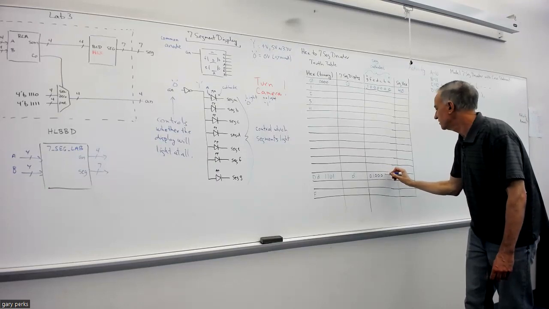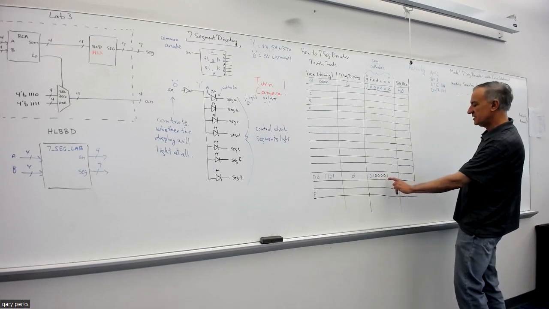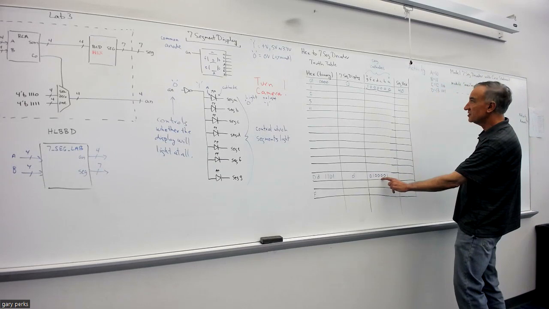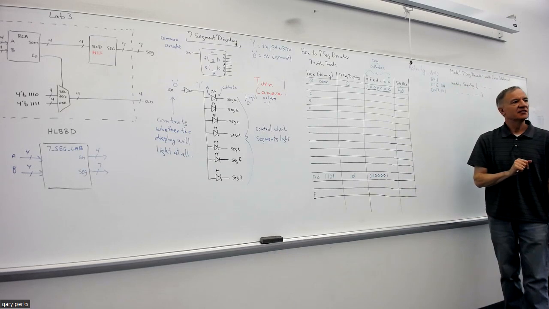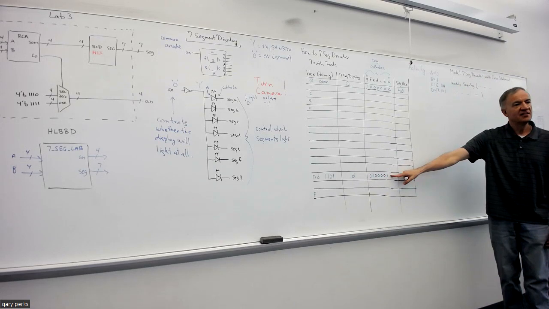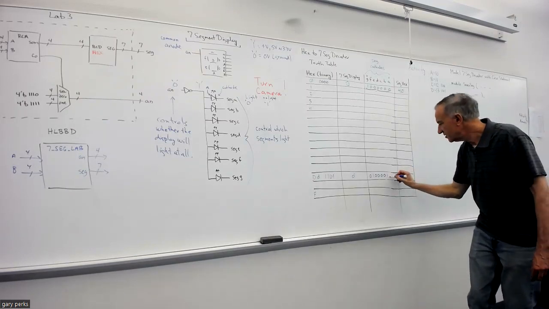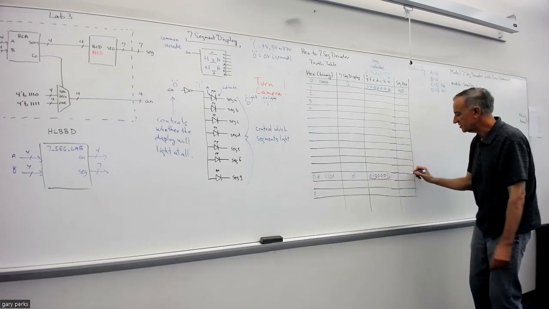Let's go check for sure. If you see a mistake, let me know. That's it, 0 1 0 0 0 0 1. Right, so here, that's a 2, that's a 1, so it's going to be 21 hex.